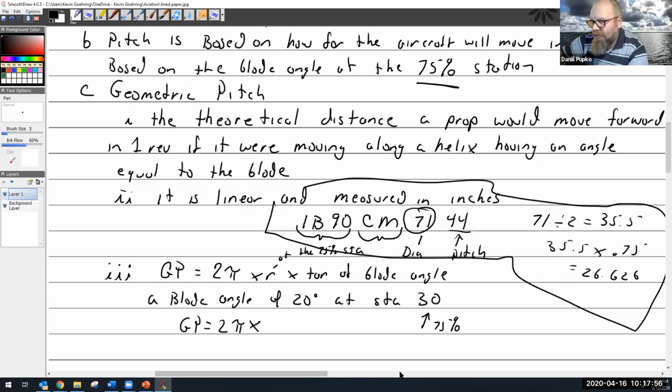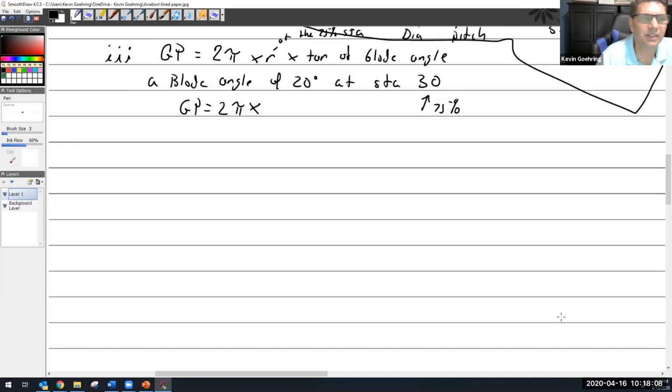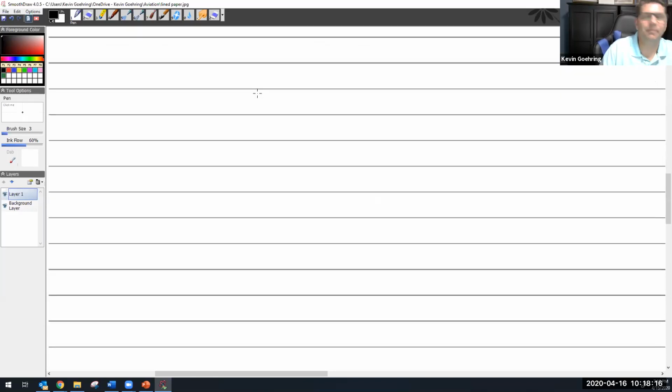So we need to multiply 2 times pi times 30 and times the tangent of the 20. Yes. Okay, so everybody's with me now. We're going to talk about this new prop. Wouldn't the new prop be by 15 since it's the radius? Okay, I'll go even more.